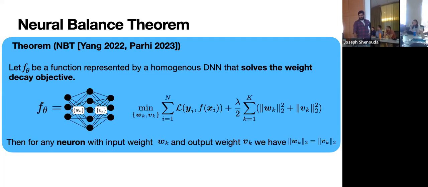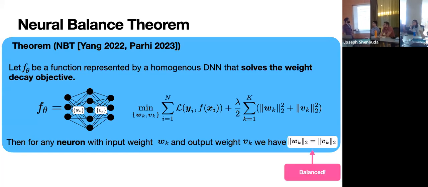For simplicity, I'll just consider a shallow ReLU neural network. So it's of this form and it solves this objective, written out more explicitly with the input weights and the output weights. Then for any neuron with input weight w_k and output weight v_k, we have that the L2 norms of both of those are equal. And this is what we call the balanced criterion.